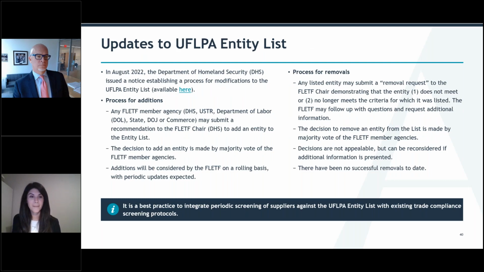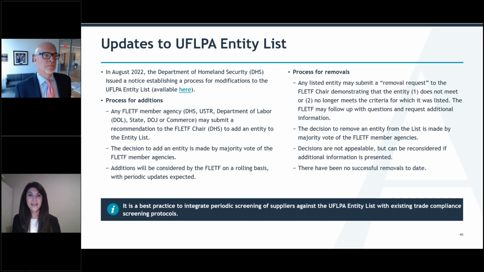Now, as I noted before, the FLETF is charged with maintaining the list of entities on the entity list, and it has periodically released updates to the list since it was first published in 2022. And to add an entity to the entity list is actually a pretty low bar. Only one FLETF member agency needs to submit a recommendation, and then the FLETF will pass that recommendation with a majority vote. And FLETF member agencies are not held to a burden of proof. They can recommend the addition on a mere suspicion alone.